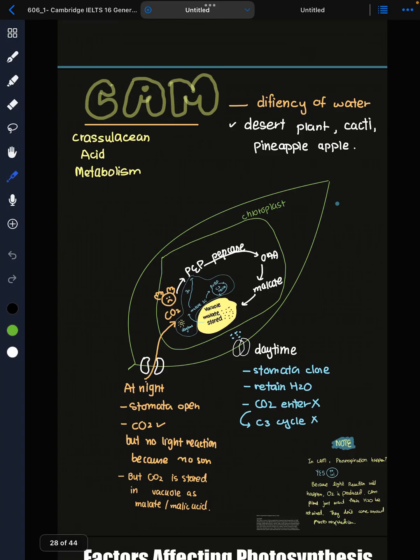Not a lot of questions are going to come from this part of the chapter, but still there's a very small paragraph at the end of the chapter in most books which talks about CAM plants. So this is what's written in your books. I hope it was helpful. If not, let me know. I'm going to elaborate on it as much as I can. And yeah, thank you for watching. See you later in the next video.